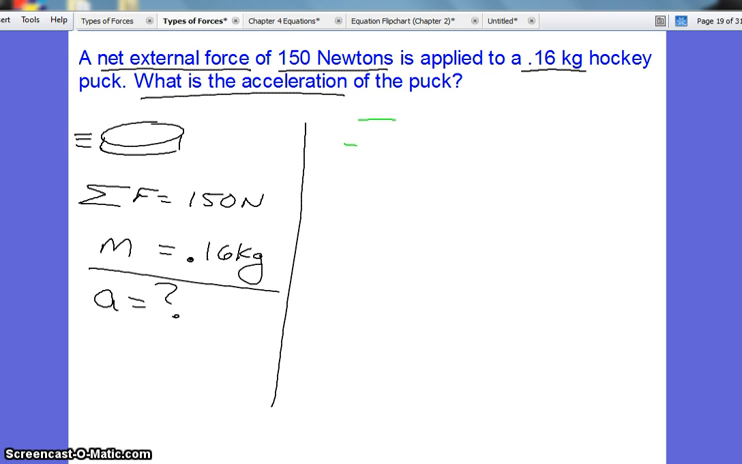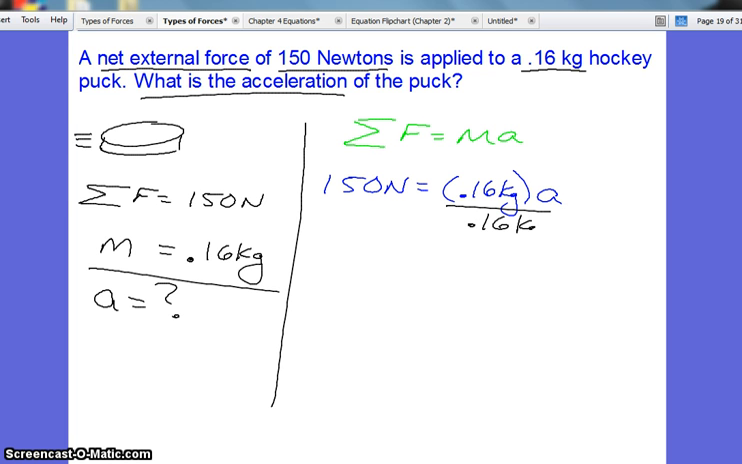So now we can come back here, write down our equation as we see it on our equation sheet. Then we replace the numbers. We have sigma F to be 150 newtons, the mass to be 0.16 kilograms, and the acceleration is unknown. So to solve for the acceleration, we divide each side by the mass, 0.16. And we get our acceleration comes out to be 937.5 meters per second squared.